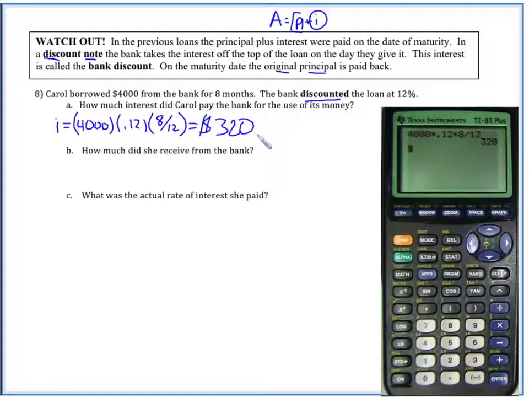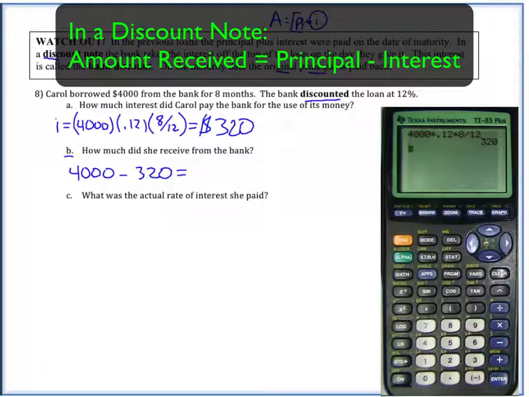Now because this is a bank discount, when we answer the next question, how much did she receive from the bank? So she's never going to see any of this interest. So what you do is you take your principal amount minus the interest. Okay, so in a discount note, the amount that you receive is the principal minus your interest. Okay, so in this case we got 4,000 minus 320, or 3,680.